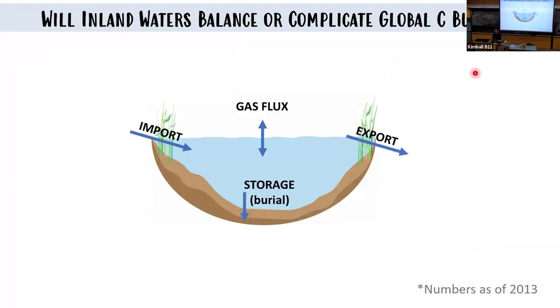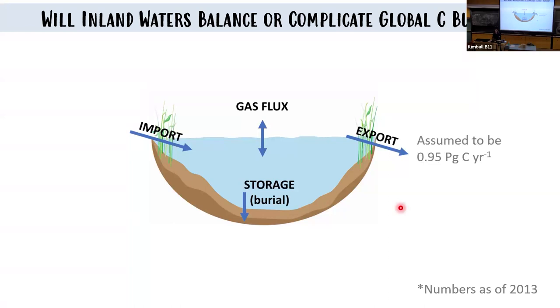And so the question is, can inland waters help balance the budget, or do they further complicate the budget, pointing fingers saying these other factors must be wrong? That's the question that I'm going to try to tackle a little bit today. And so we know, if we're saying that we have this import to the inland waters, that's basically a reflection of what we can measure with our gas fluxes, what we can measure enters the ocean, and what we can measure is at the bottom of our lakes, ponds, and wetlands.